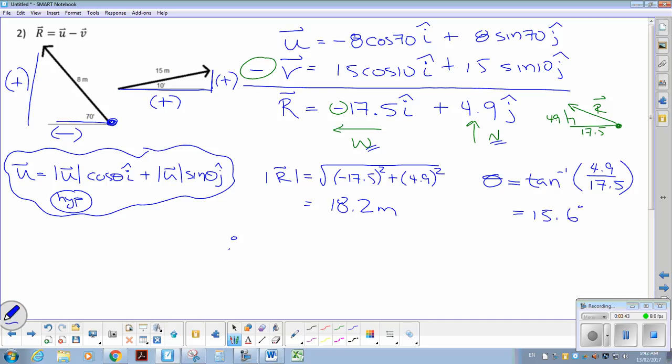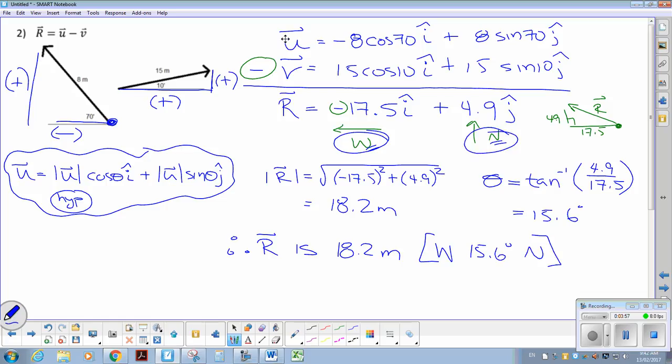Therefore, my resultant is 18.2 meters, direction west 15.6 degrees north. I could have filled in almost all that information based on this line right here. As soon as I have this line, I know the direction. I know it's west and north, so I can fill out that part of my therefore statement. Now it's just filling in the numbers, figuring out the magnitude and the angle related to it.